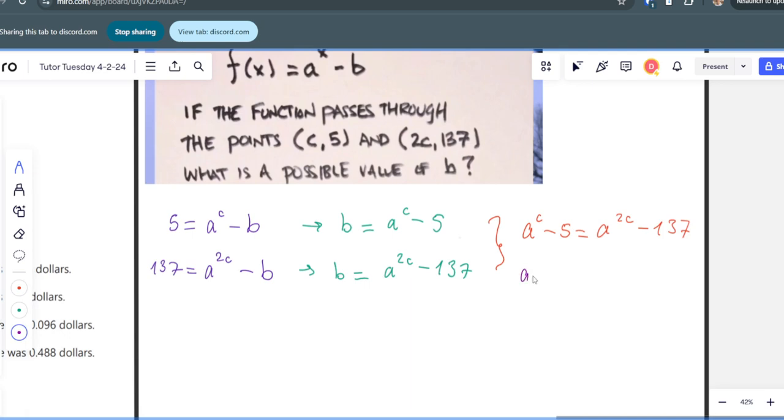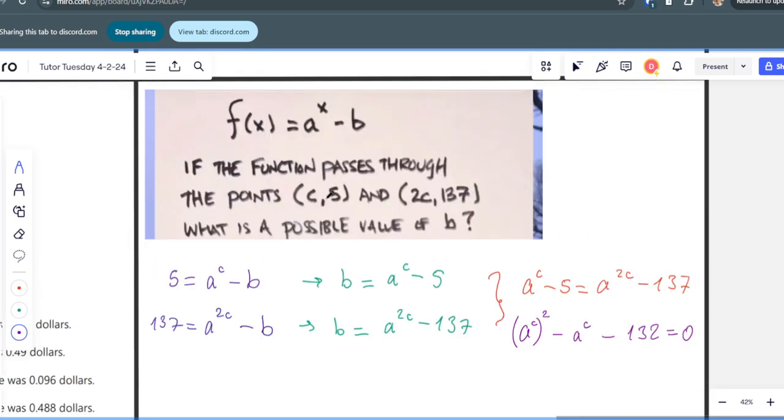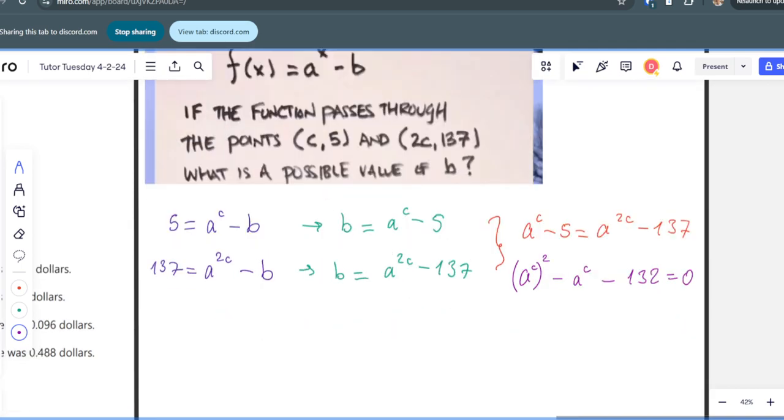What I see here is a to the power of c, squared, minus a to the power of c, minus 132 is equal to 0. We can rearrange it like this. I don't know if that's the intended way of solving this, actually, but let's move through with it.